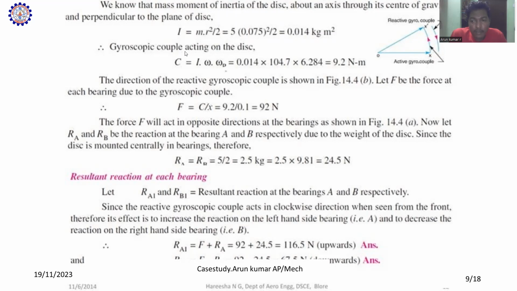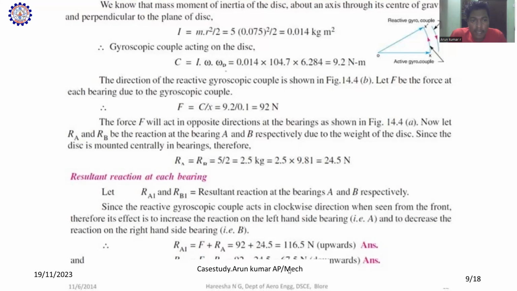So the gyroscopic couple acting on the disk is C equal to I omega omega p. I we have already found from the previous step, that is 0.014. Substituting in this formula, omega is equal to 104.7, and omega p is 6.284, found from the given data. So the couple on the disk is 9.2 Newton meter. The direction of the reactive gyroscopic couple is as shown in the figure.